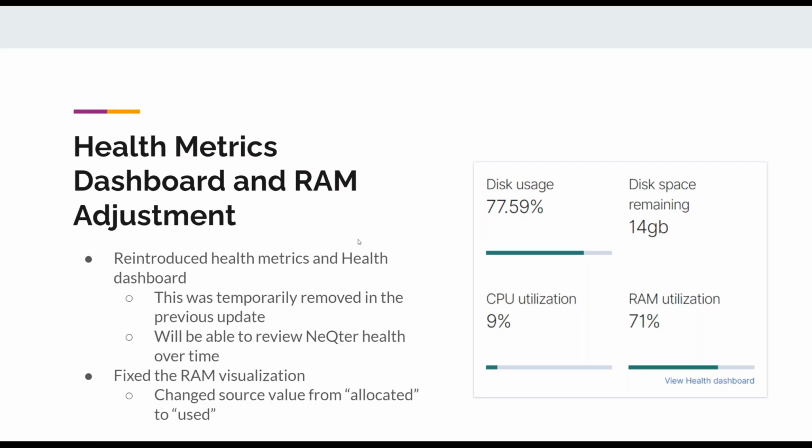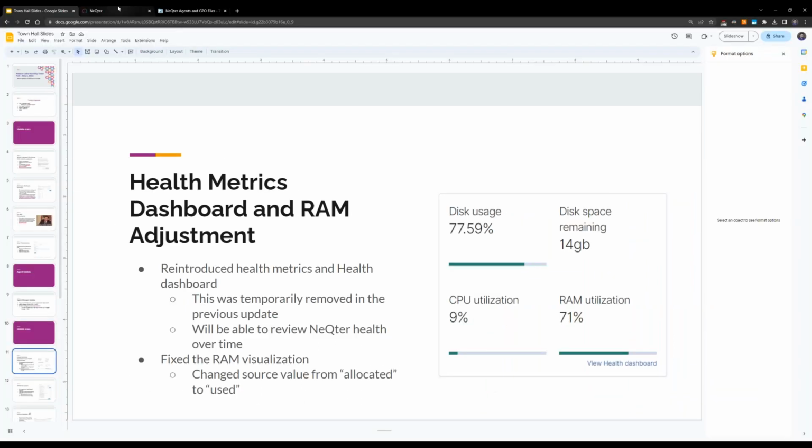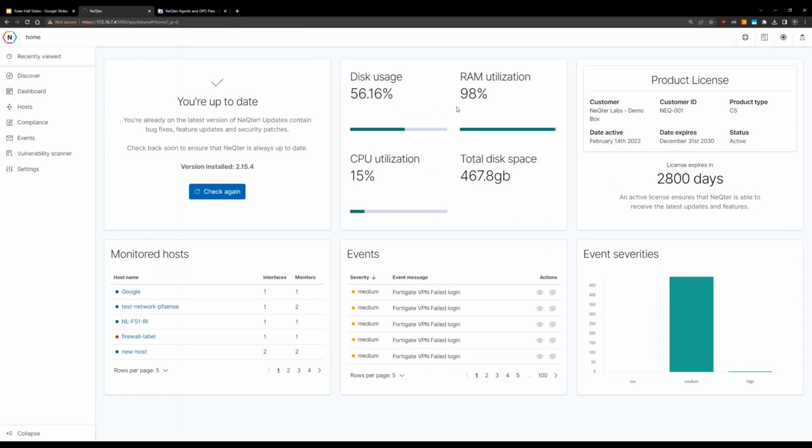So moving on, update 2.15.5. One of the things, and I think this was actually brought up on the previous town hall, so we fixed it. Good news. So health metrics, dashboard, and the RAM adjustment, of course. In the previous versions of NeQter, we had a health metrics dashboard, which, as you recall, on the home screen, where it says view health dashboard, that's where it was. Actually, I'll go back because I'm on the older version. Right now, as you can see, my RAM is at 98, 99%, and we didn't have the health dashboard.